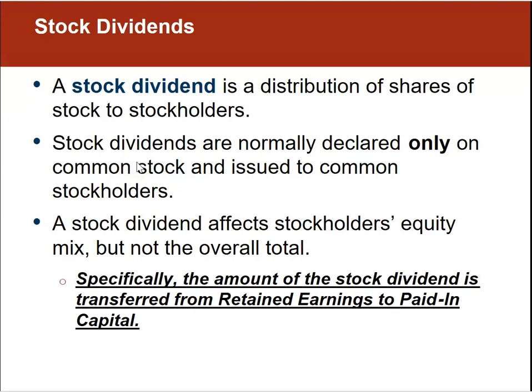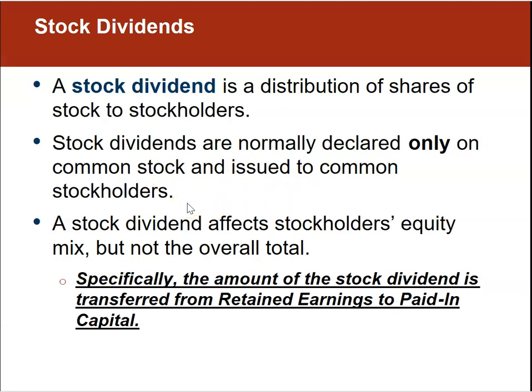So we talked about cash dividends. We also have what are called stock dividends, where a corporation might say, hey, you know what? We might pay some cash dividends, but in addition to that, or separate from that, we're going to issue dividends in the form of additional stock. So it says a stock dividend is a distribution, not of cash, but of shares of stock to the stockholders. Okay? Good information here. Stock dividends are normally declared only on common stock and correspondingly issued to the common stockholder.